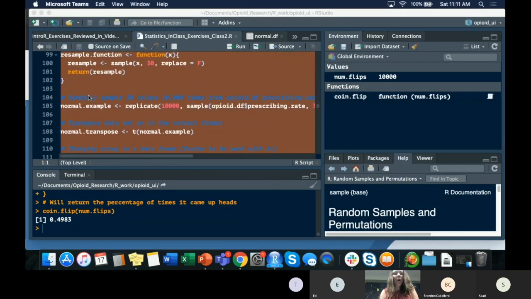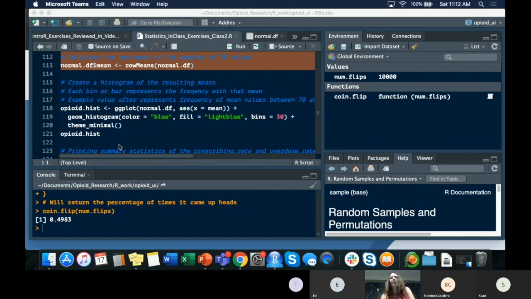So I was wondering, did my code finish running? If there's not a stop sign here, it's done.